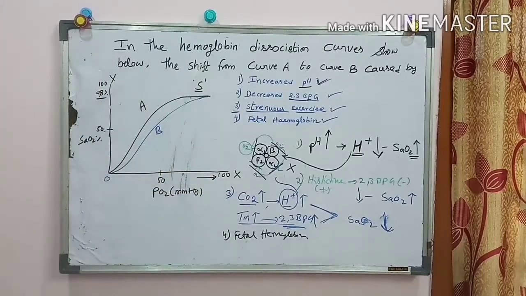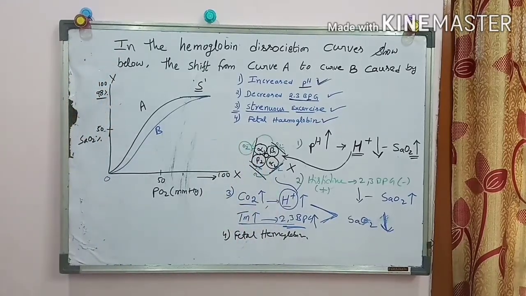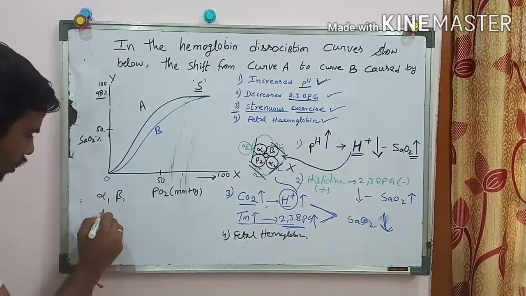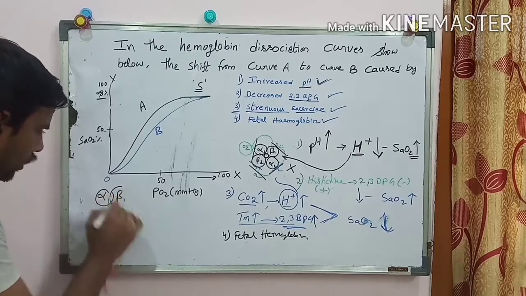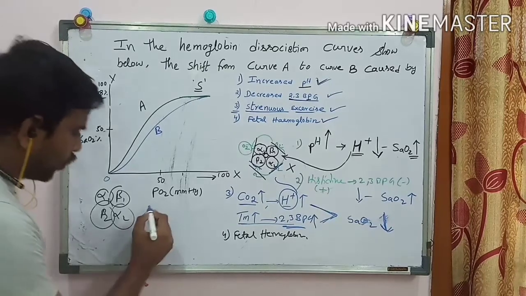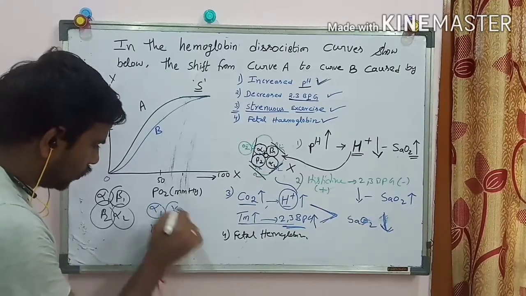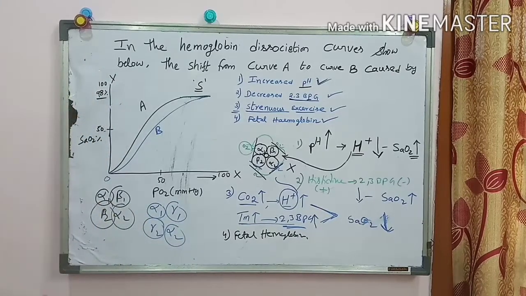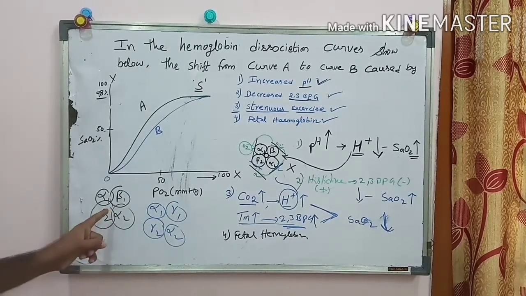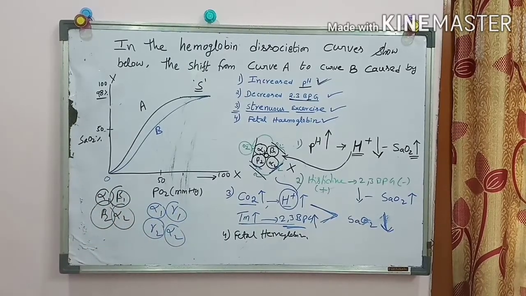Fetal hemoglobin. Now we should know the differences between fetal hemoglobin and adult hemoglobin. As we know, adult hemoglobin is made up of alpha 1, beta 2, alpha 2. This is adult hemoglobin. But fetal hemoglobin has different subunits: alpha 1, gamma 2, alpha 2. See, these are two different subunits. In fetal hemoglobin you can see the presence of the gamma subunit, and in adult hemoglobin, a beta subunit. But these two are structurally similar except for a few amino acids.